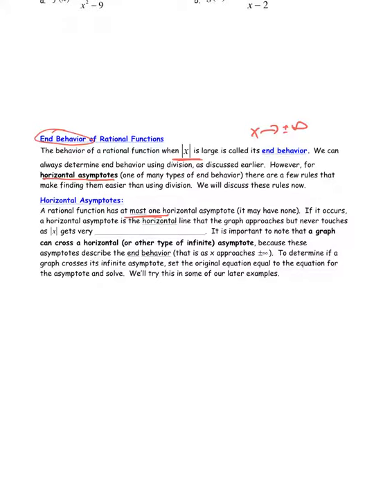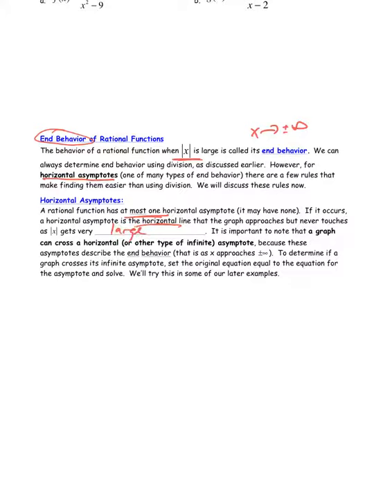If it occurs, it's a horizontal line that as x approaches positive or negative infinity, the graph is going to get closer and closer to that value, that horizontal line, but never touch it. Okay, so here I have the graph approaches but never touches as the absolute value of x gets very large.